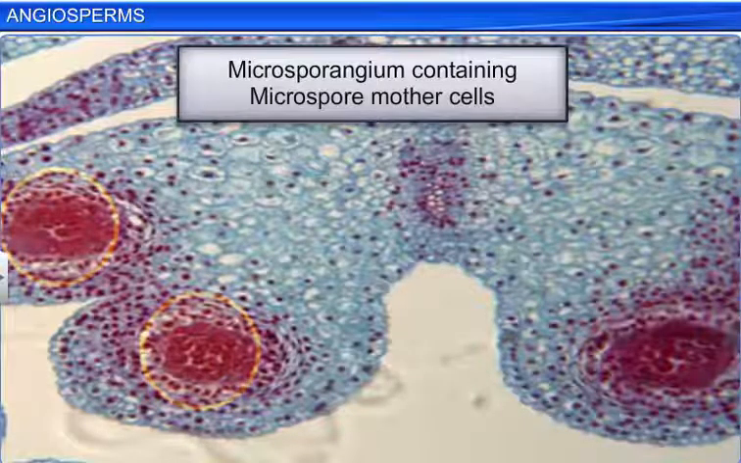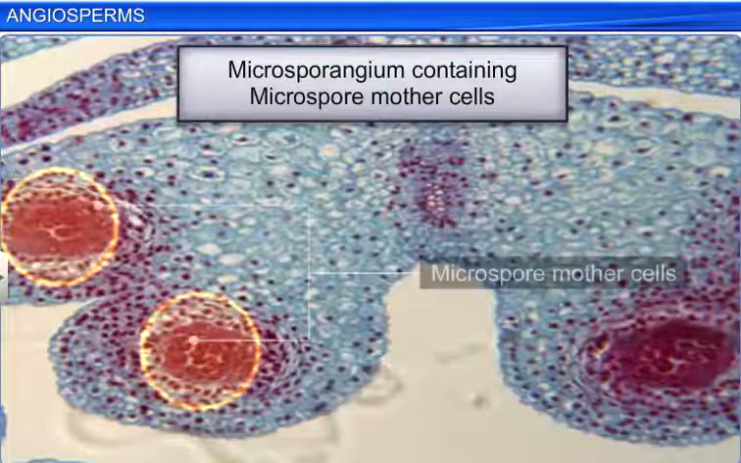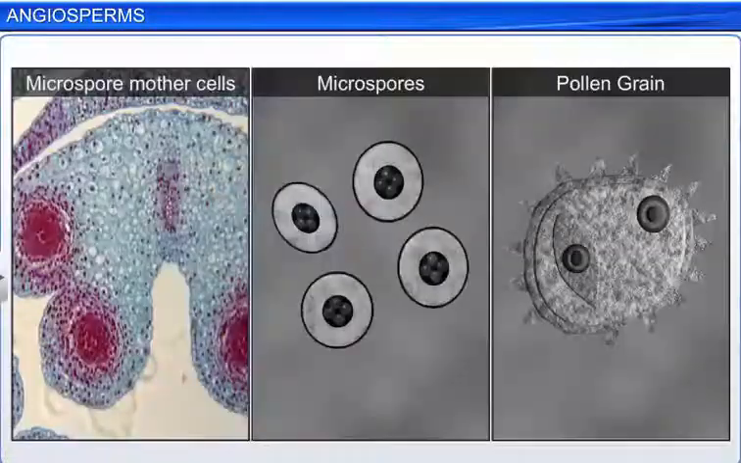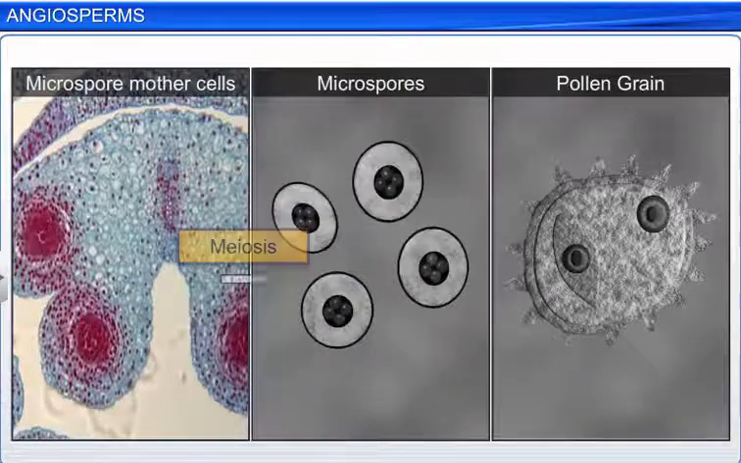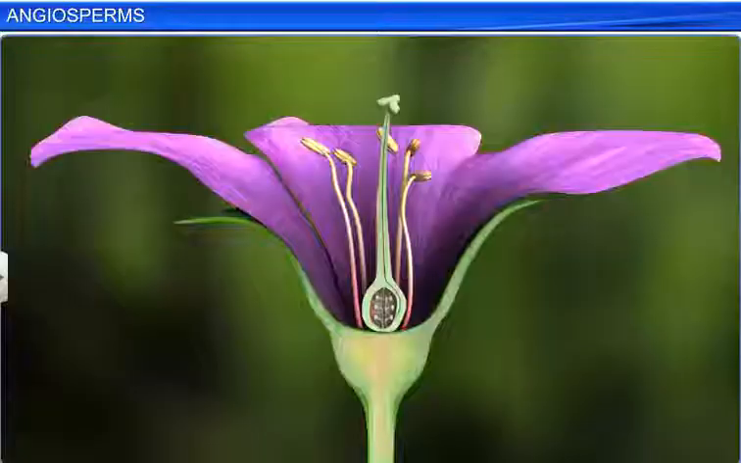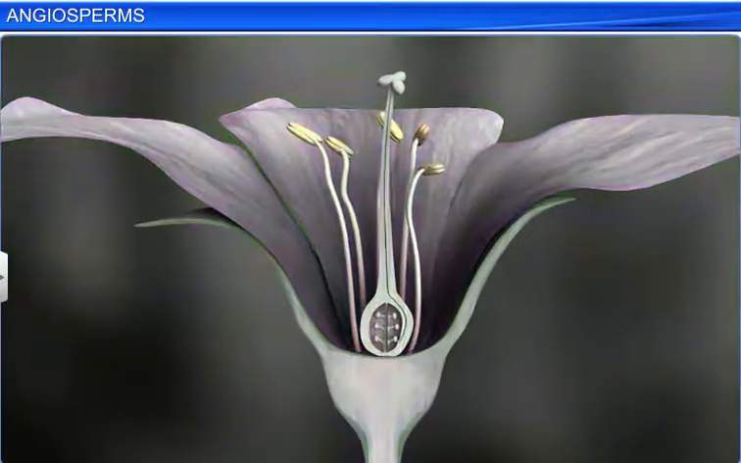The microsporangia inside the anther contain the microspore mother cells. These mother cells undergo meiosis to produce microspores, which then develop into pollen grains, the male gametophytes. The pollen grains are produced inside the anther.